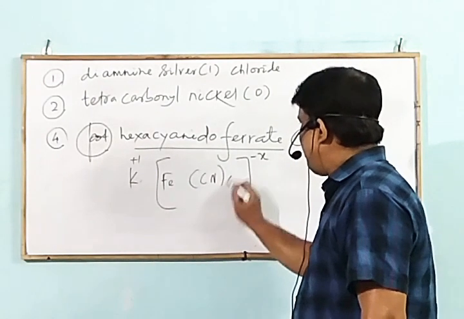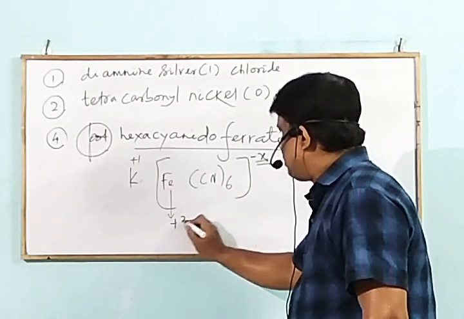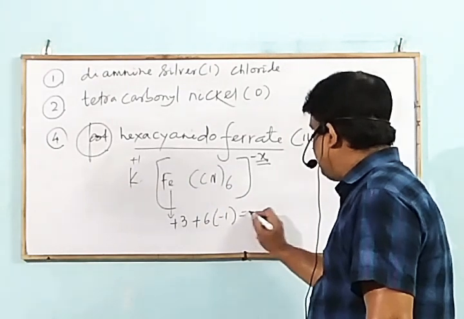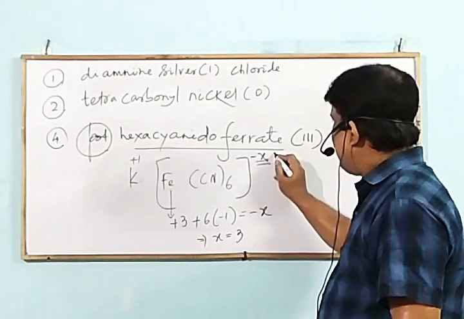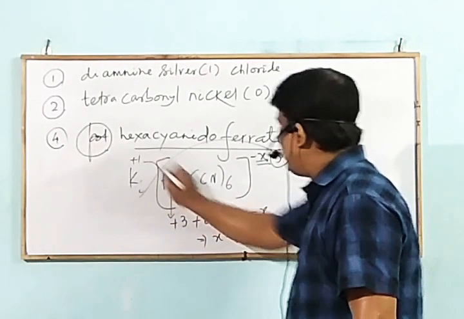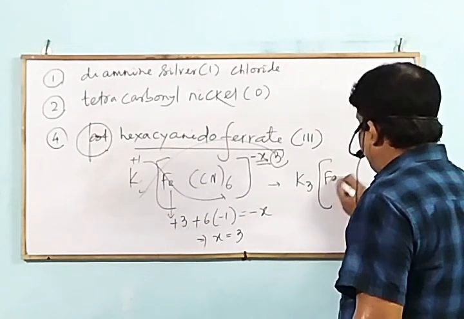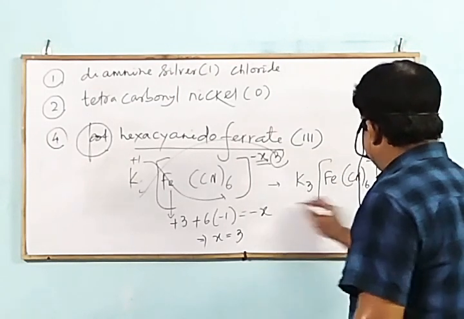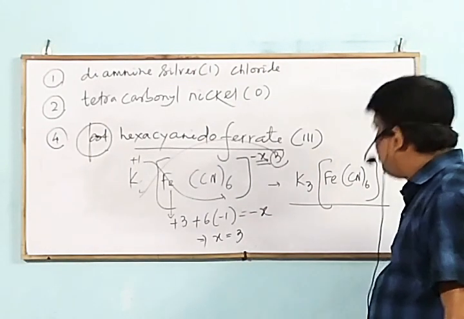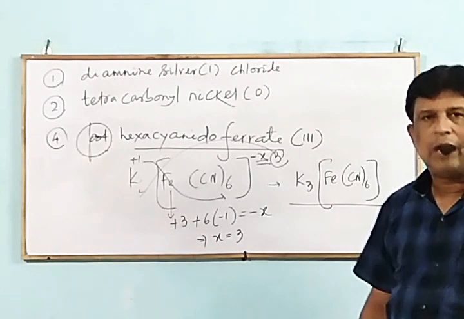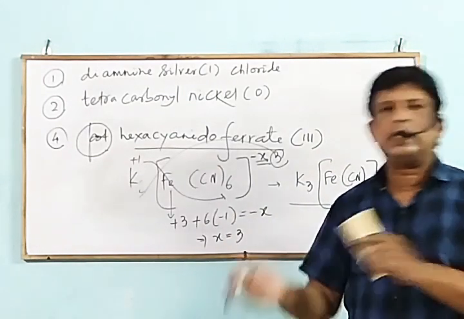Hexacyanido means cyanide appears 6 times. Then we have to find out what X is. Mark that it is given: plus 3 plus 6 into minus 1 is equal to minus X. Implies that X is equal to 3. So 3 moves to this side, 1 moves to this side. The expected formula is K3[Fe(CN)6]. It is the formula for potassium hexacyanido ferrate 3. If the name is given, you write the formula. If the structure is there, then write the formula.